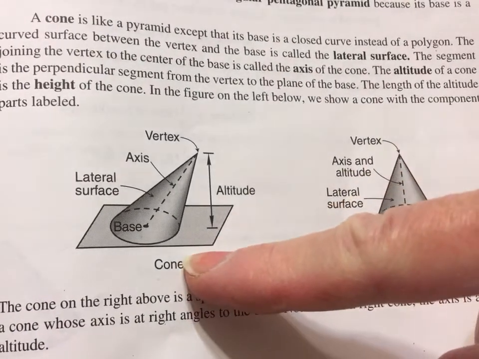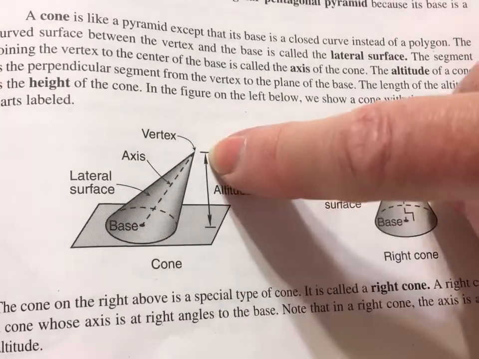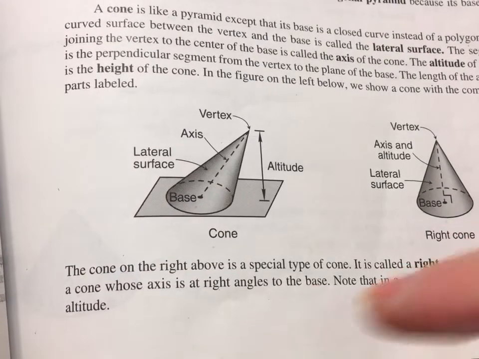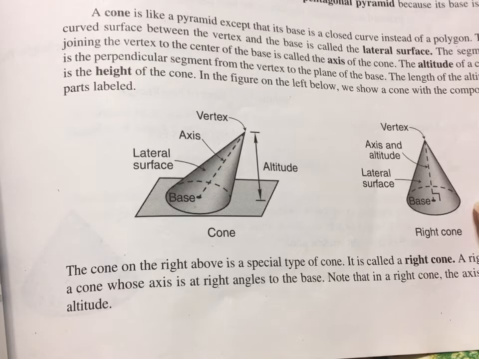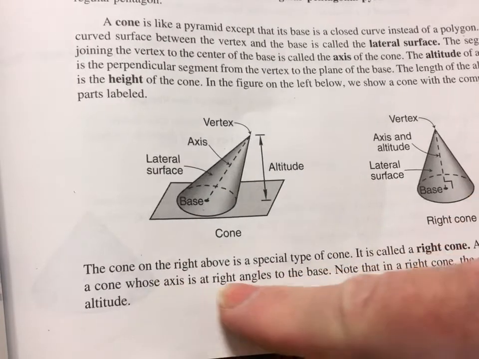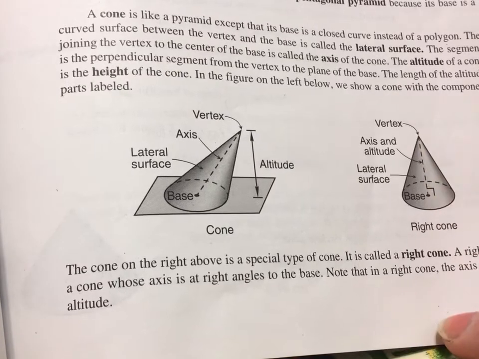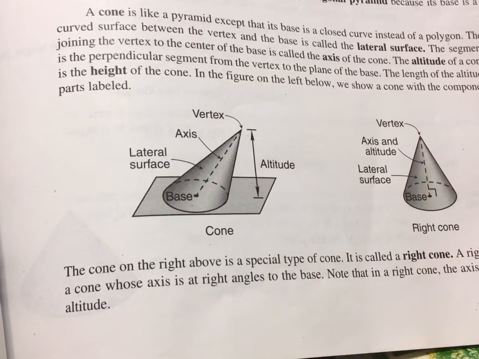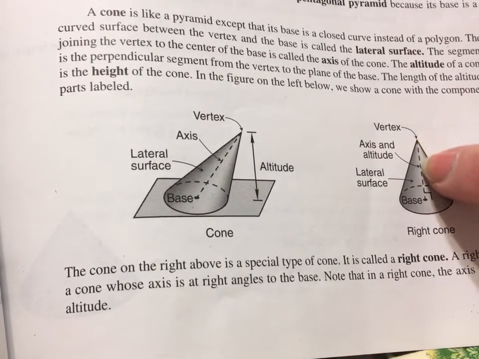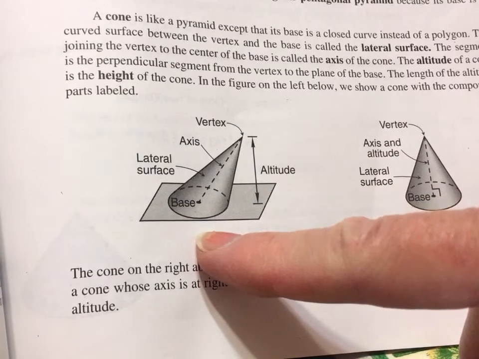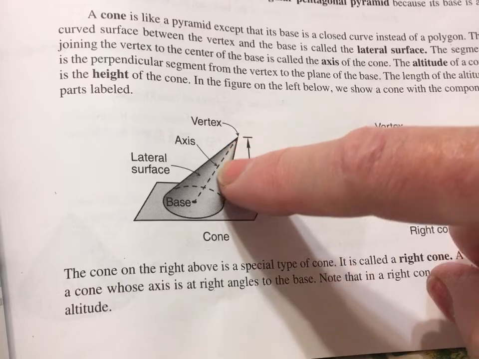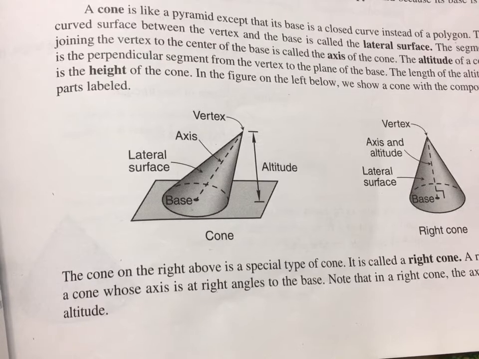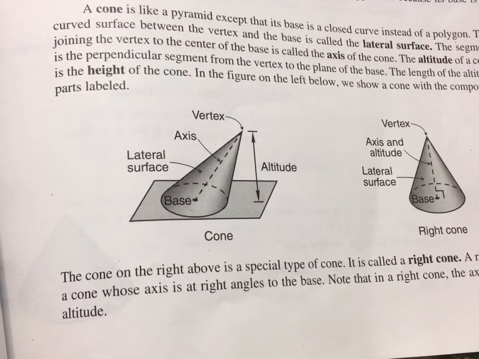This one's just not right. It's all smushed over, and its altitude is different from its axis. Okay? So the cone on the right above is a special type of cone. It's called a right cone. The right cone is a cone whose axis is at right angles to the base. Okay, note that in a right cone, the axis is also the altitude. All right, so remember the altitude is the height of the cone. But over here on this smushed over cone, the one that's not right, the axis goes straight through the center, but the altitude is different. Okay, so those are the same type of terms we had with the pyramid.